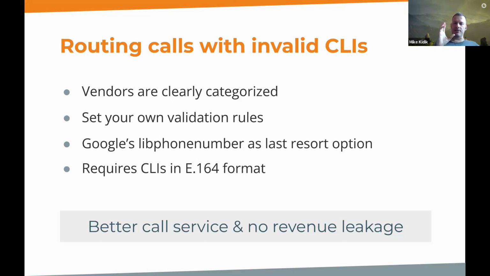If the CLI in the call doesn't match any of the rules that you define, then as a last resort option, the system will use a special library from Google, which is called libphonenumber. This library is used to do the validation of the phone number. And then the same rule applies. If the CLI is invalid, we choose only those vendors who don't care about the CLI.